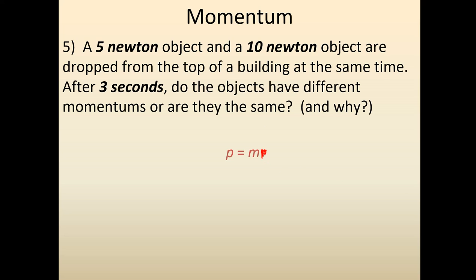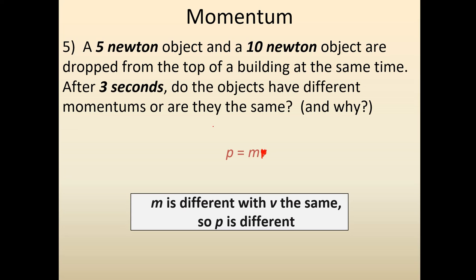So the velocity is not going to be the factor that we look at. Instead, we're going to look at the mass. So 5 newtons and 10 newtons, they have different masses. In fact, the 10 newton object has a higher mass. So what we're going to say is that their momentums will end up being different because their mass is different.